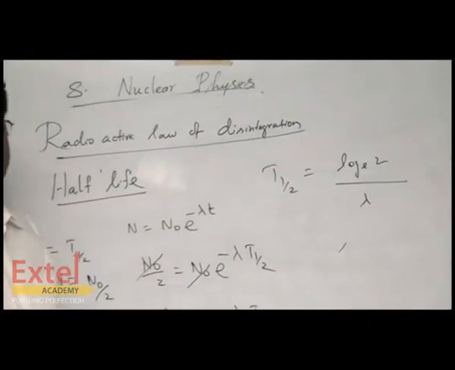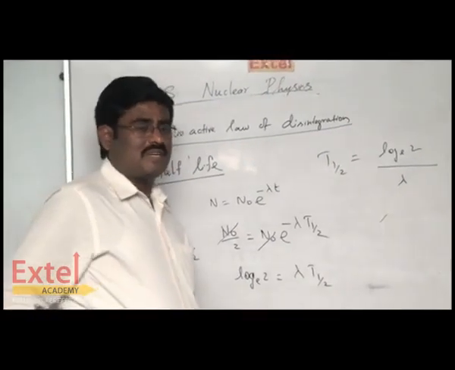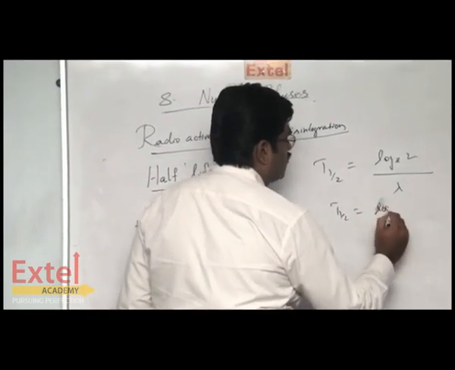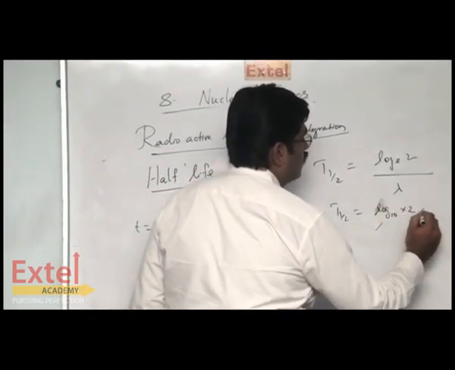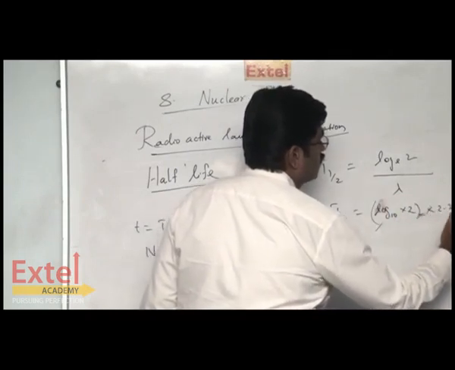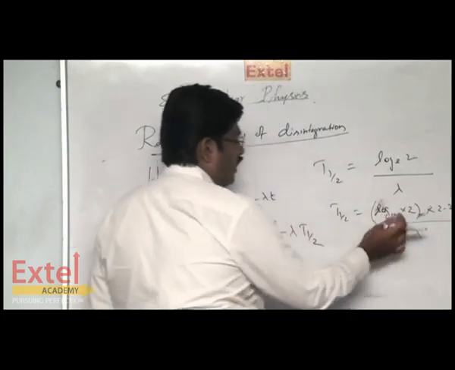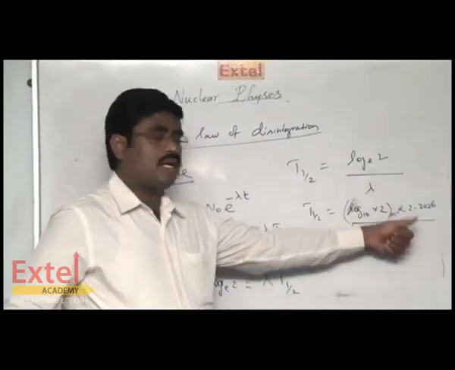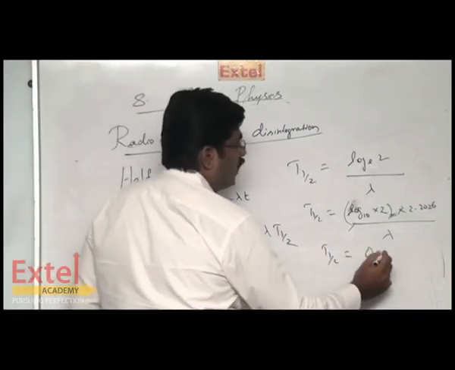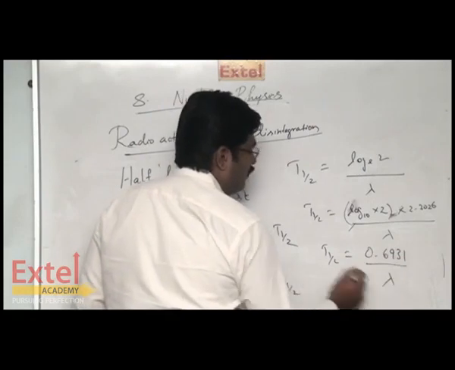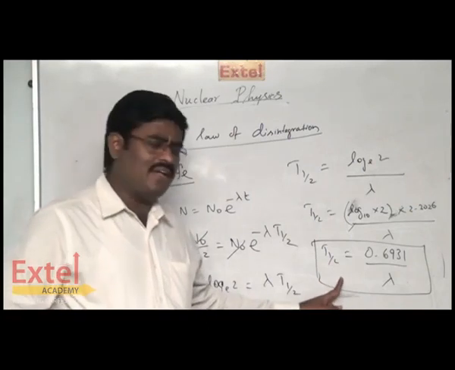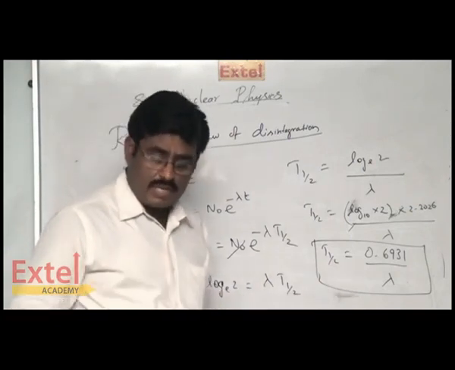Then how will you express log to the base e of 2 in terms of log to the base 10? t half is equal to log to the base 10 of 2 into 2.3026 by lambda. When you multiply, you will get t half is equal to 0.6931 by lambda. So this is the final expression for calculating the half-life of any radioactive substance. Then we can go for mean life.